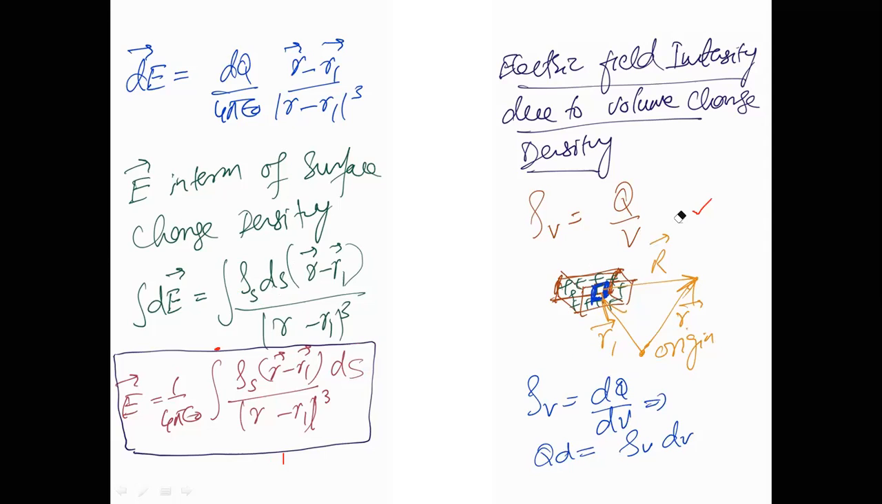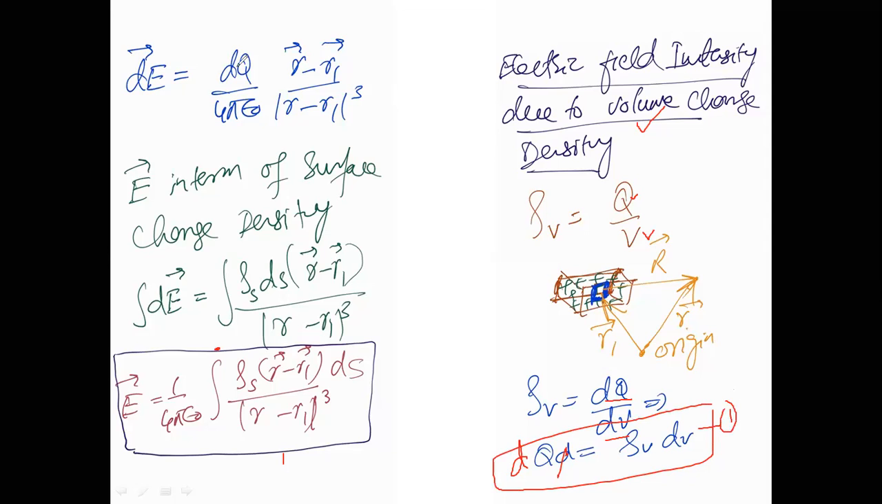Now again we are switching to the volume charges. Mathematically, the volume charge density rho v is the charge distributed along the volume. This is the whole volume v, but now we will take only a small fraction of the volume dv, and the charges distributed along dv are dq. So dq is equal to rho v dv. Again this is equation number 1 and we will use it later on.